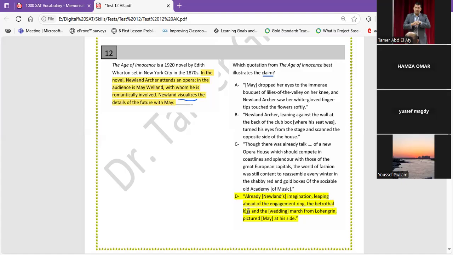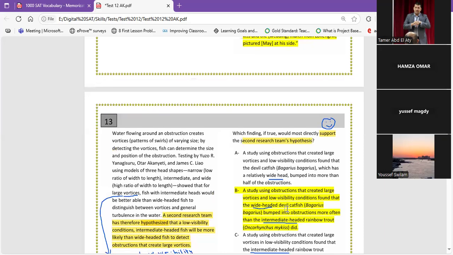The betrothal kiss and the wedding march from longing picture May at her side. Yes, of course. Okay, that's visualizing what will happen in the future. They are getting married to each other. 13.